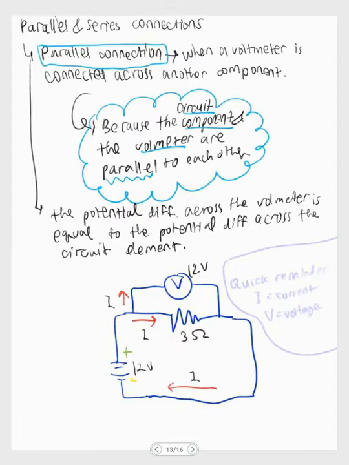Let's move on to parallel and series connections. A parallel connection means a voltmeter is connected across another component. The circuit component and the voltmeter are parallel to each other, and the potential difference across the voltmeter is equal to the potential difference across the circuit element. Quick reminder for this diagram: I is the current and V is the voltmeter.